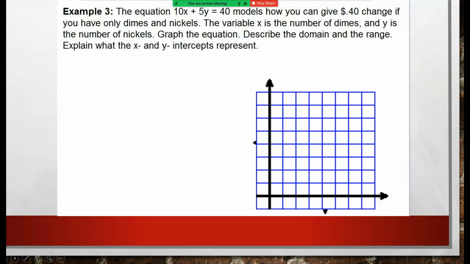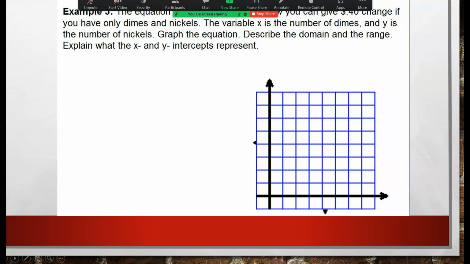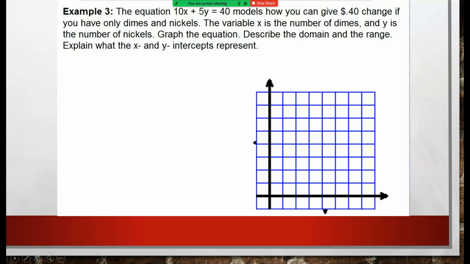So we can take real world examples. We can take equations such as 10x plus 5y equals 40. And we can use that to find our x and y intercepts, as well as find other points and values that would make an equation true. So this says to describe the domain and range and explain what the x and y intercepts represent.